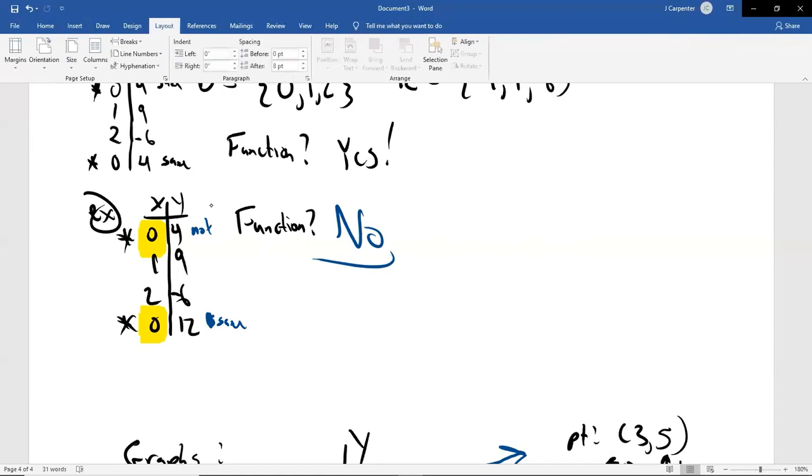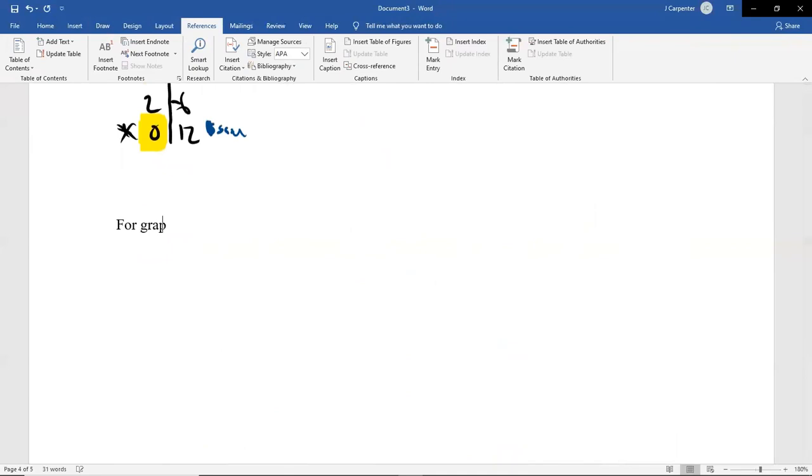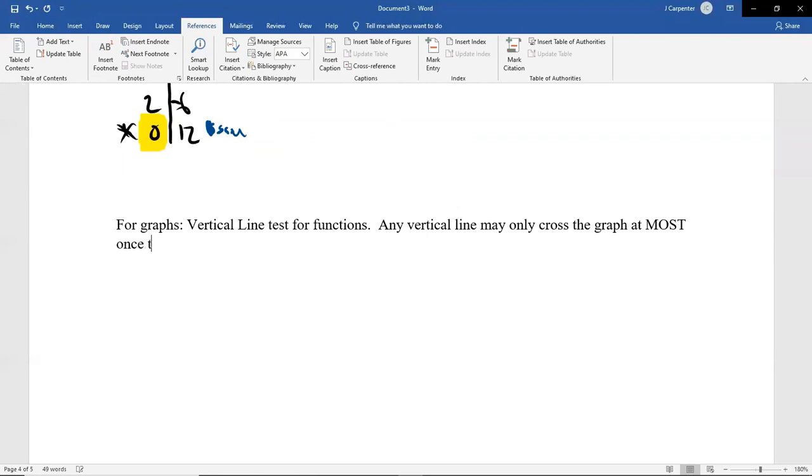For graphs, we have the vertical line test. Any vertical line may only cross the graph at most once to be a function. Again, I know I'm going quick because this is review material. But let's say here's our graph. We got a parabola.